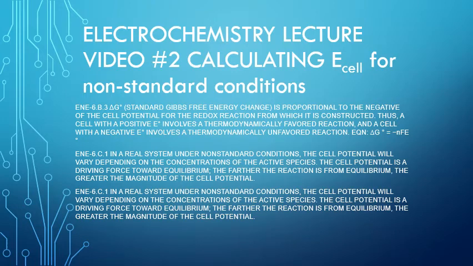Good evening. Our second lecture video on the electrochemistry unit will be looking at calculating the Ecell for non-standard conditions. In this video, we'll focus on the relationship between the standard Gibbs free energy change and show that it is proportional to the negative of the cell potential for the redox reaction from which it is constructed. A cell with a positive Ecell will involve a thermodynamically favorable reaction, and a cell with a negative E value will have a thermodynamically unfavored reaction.